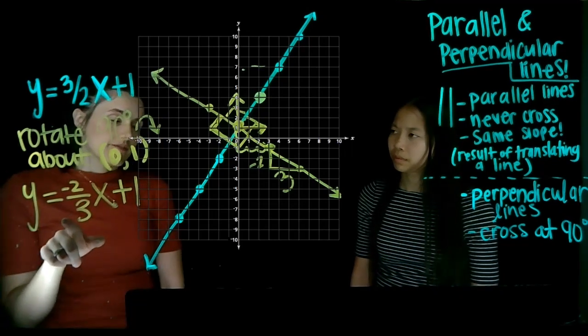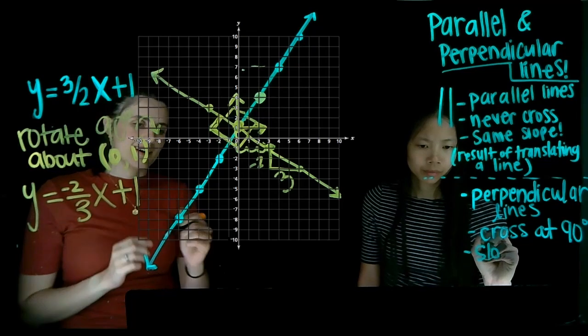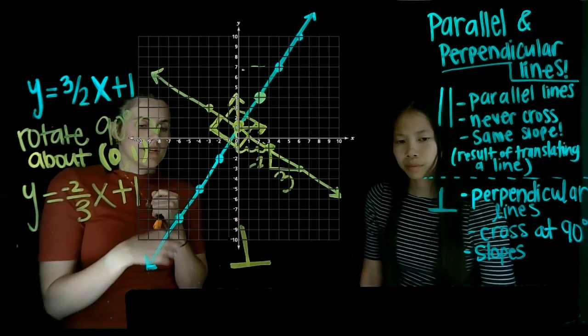When you have two lines that are perpendicular, they cross at 90 degrees. And another way that we represent that is with this symbol, an upside down T. And we'll write that over there so you guys can remember. That will be on your derivative assignments.